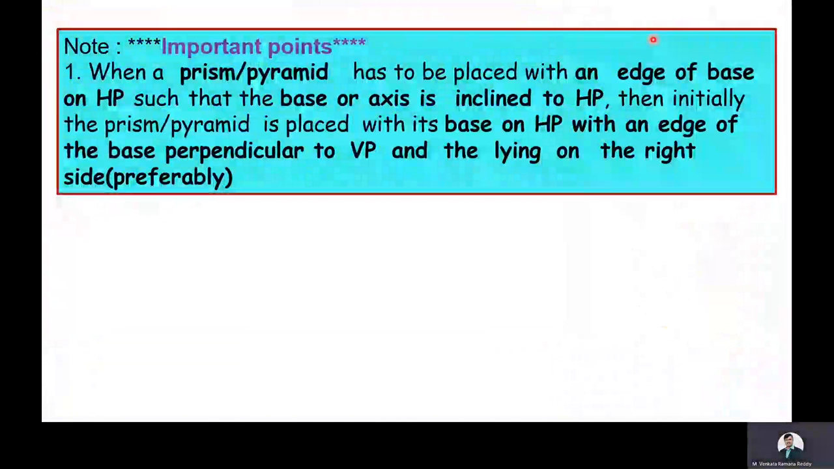These are the important points to be considered for drawing the simple position of a prism or pyramid when the axis of the prism or pyramid is making inclination to one reference plane and parallel to the other reference plane. The first important point is when a prism or a pyramid has to be placed with an edge of the base on HP such that the base or axis is inclined to HP, then initially the prism or pyramid is placed with its base on HP with an edge of the base perpendicular to VP and lying on the right side preferably, and vice versa.